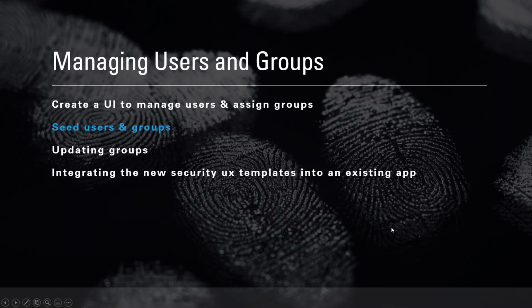And then specifically what we're going to talk about today, we're going to talk about creating a UI to manage users and assign groups, and we're going to create it by just using the new UX template that we have. I'm going to talk a little bit about seed users and groups, and we're going to start using this terminology more, to kind of explain to you what's the difference between your users in your development environment and the users up on your production environment.